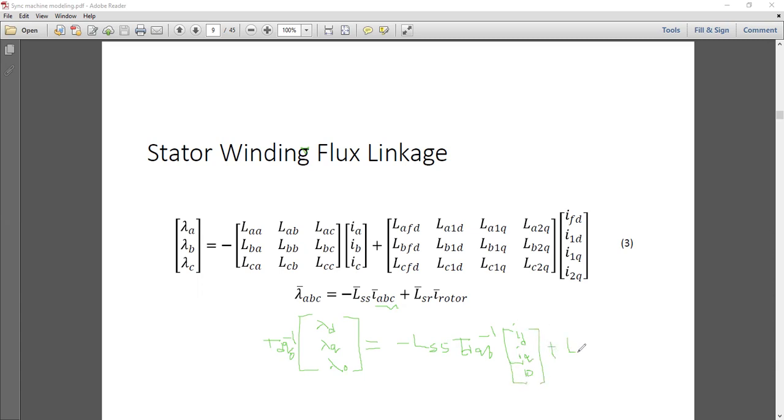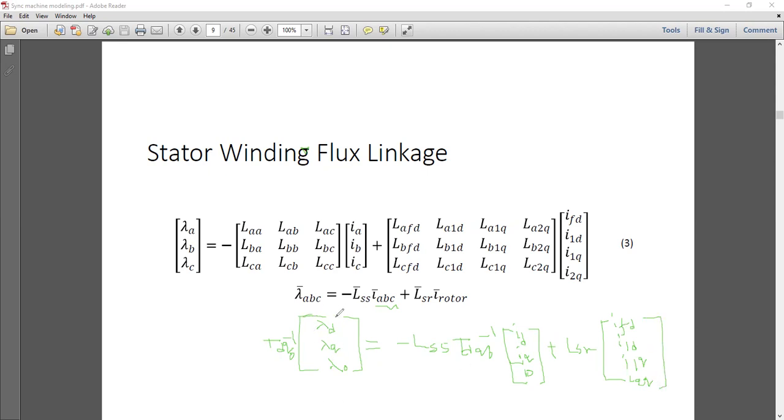Plus LSR, then again TDQ0 inverse. Do we have to apply TDQ0 inverse there for these 4 currents? No, sir. No. We simply leave them as they are, because they are already in the DQ0 reference frame. So we don't have to bother about the conversion here. So it is I2Q.